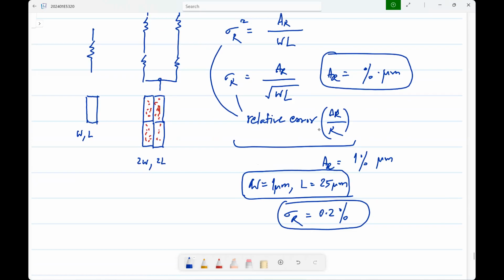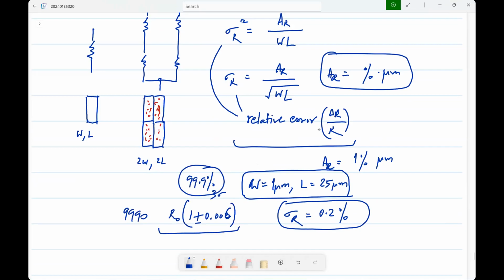So 99.9% of the population will lie within that. So it means that if you make, let's say, 10,000 resistors of this size and then measure them, 9990 of them will have values within that range. Okay, 0.2% of the nominal value. Sorry, 0.006. This is 3 sigma, right? I'm talking about 99%.